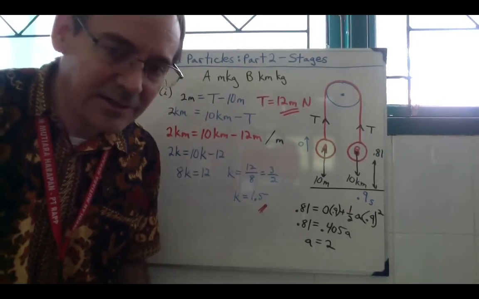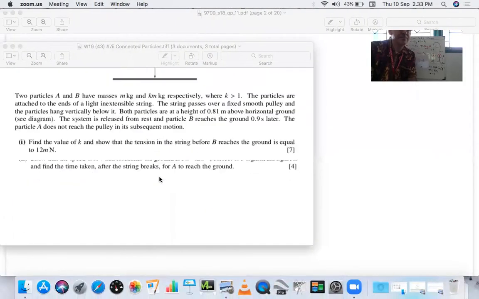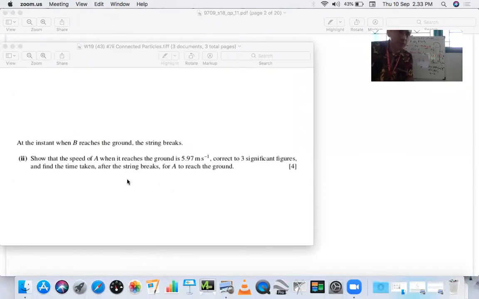So let's look at our second part of the problem. See what we have here. Now it says, at the instant when B reaches the ground, the string breaks. So here we have a completely different context, a different stage in our problem. Show that the speed of A when it reaches the ground is 5.97 meters per second, correct to 3 significant figures. Find the time taken after the string breaks for A to reach the ground. So we need to find the speed of A and the time it takes for A to reach the ground.